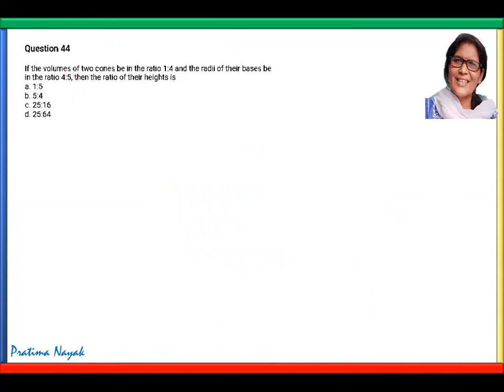Next, 44 number question. If the volume of two cones are in ratio 1:4, the radii of their base be 4:5, then the ratio of their heights. Radii is the plural form of radius. So the question is about two cones. Their volumes are given as 1:4. That means first volume is 1x, second volume is 4x.